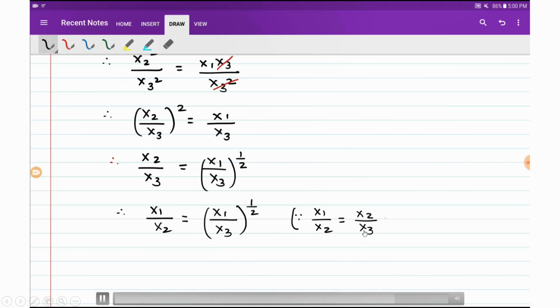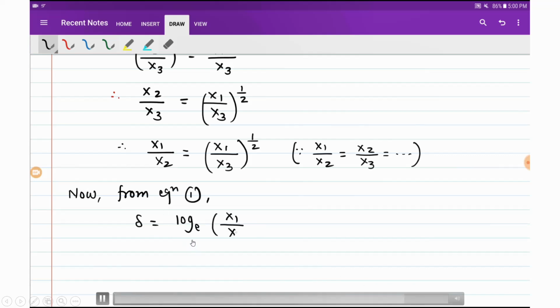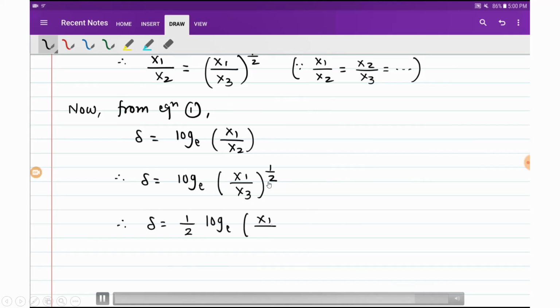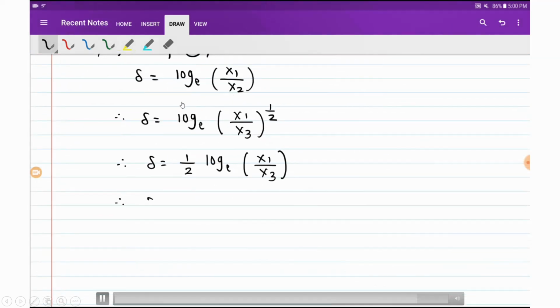The ratio of successive amplitude, that value, this ratio is remaining same. So in place of x2 upon x3 we can substitute x1 by x2. So we can say that delta is equal to, from equation 1 it is x1 upon x2, that is the ln of ratio of successive amplitude, but x1 upon x2 just now we have derived that it is x1 upon x3 raised to 1 by 2. Transfer, log m raised to n is n log m, so 1 by 2 will come in front of log, so it is 1 by 2 log of x1 upon x3.